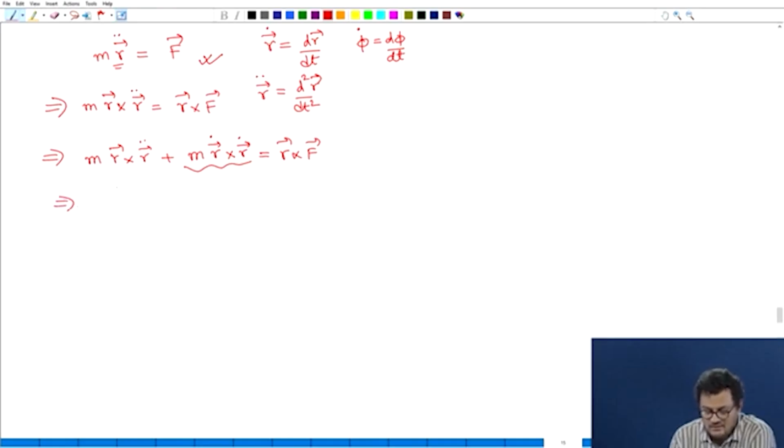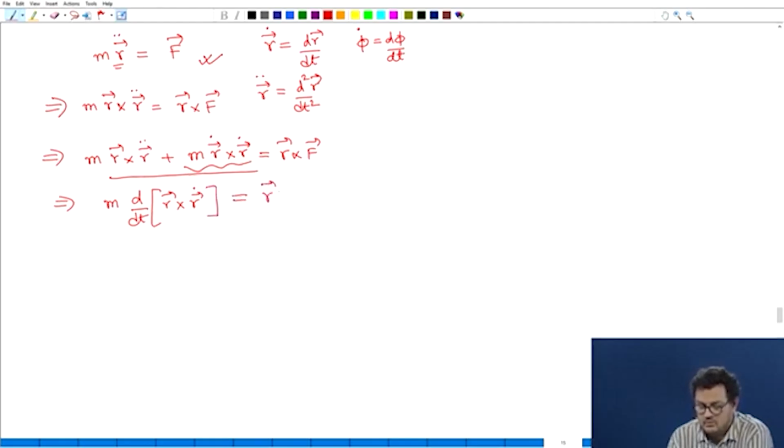Then if I put this in a compact form, this is d/dt of r cross r dot vector, which is equal to r cross f. And what is r dot vector? This is the v vector. So, I can take m inside because this is just a constant. So, d/dt of r cross mv is equal to r cross f.